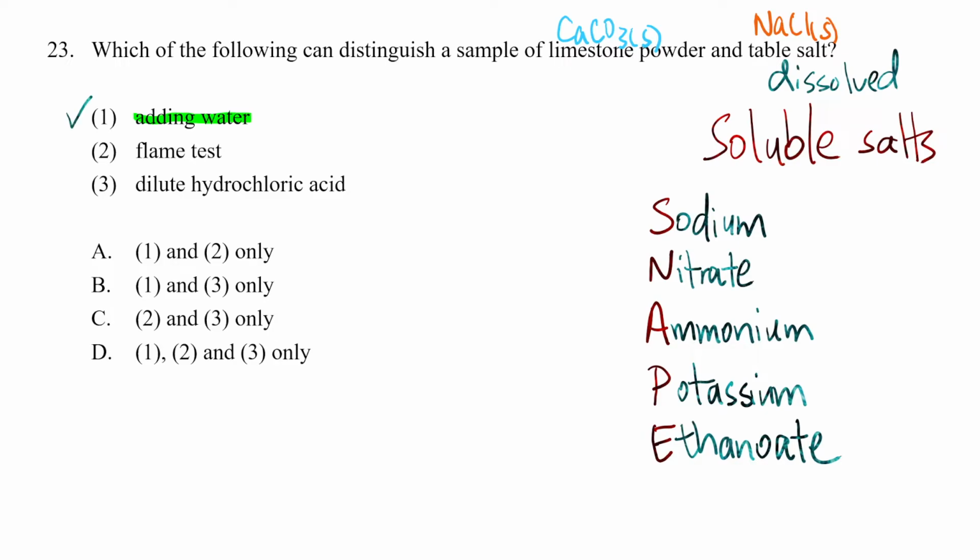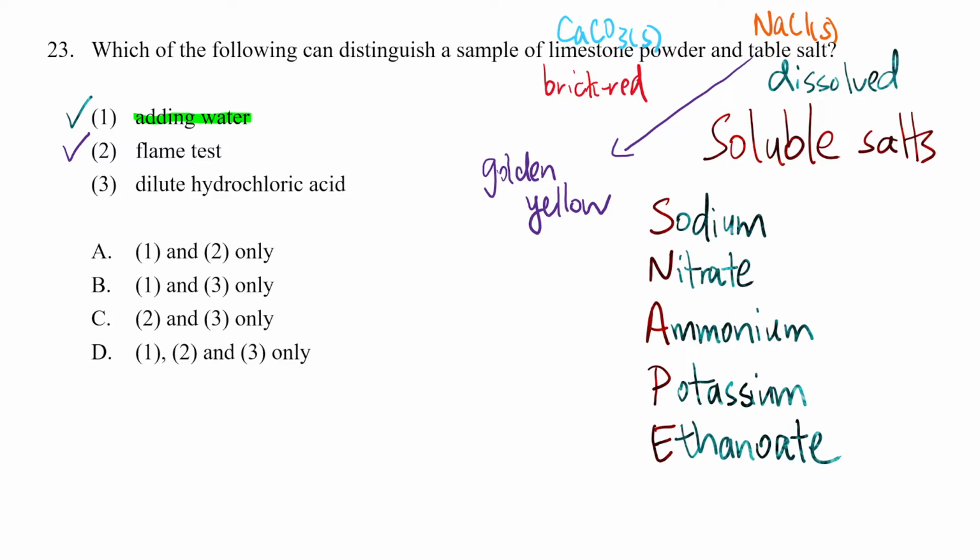How about let's look at option 2, flame test. So flame test, as we know, is to detect metal ions. And here we have two different metal ions. For limestone powder, we have calcium carbonate. And in calcium carbonate, the calcium ion, what's the characteristic flame? Yes, this one will give us a brick red flame. And how about for sodium chloride? Sodium chloride, because it has sodium ion, will give a golden yellow flame. Yep, so flame test also, we can use it to distinguish.